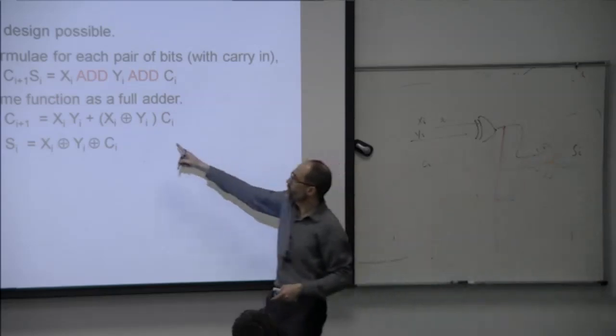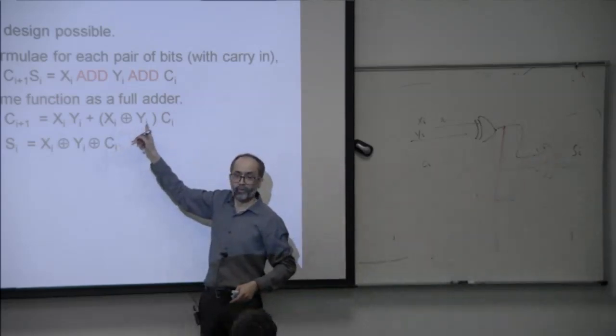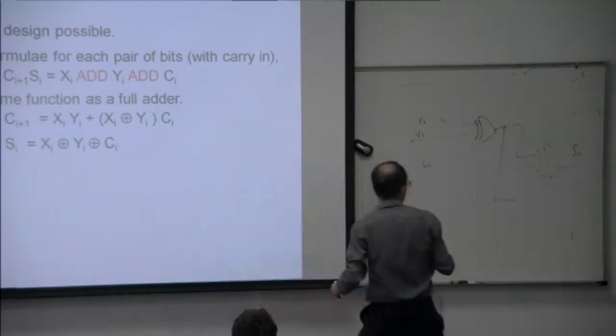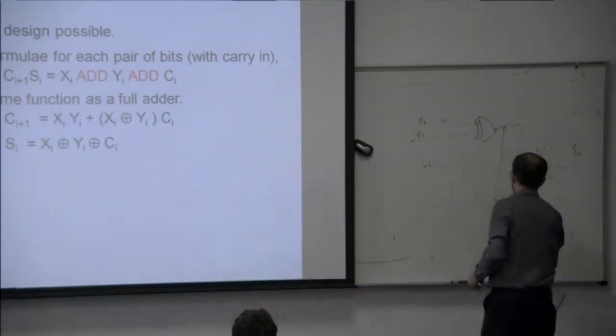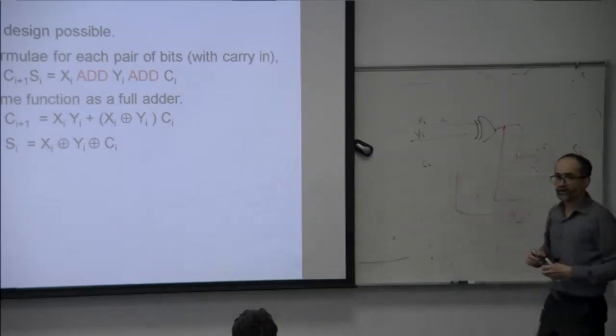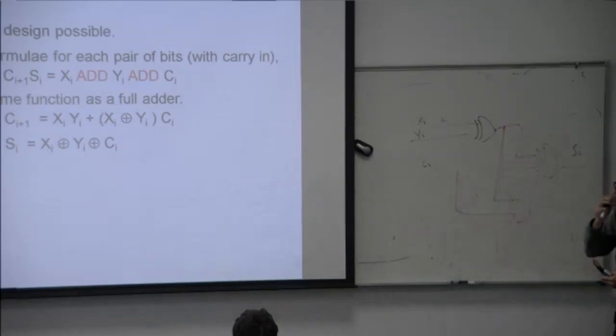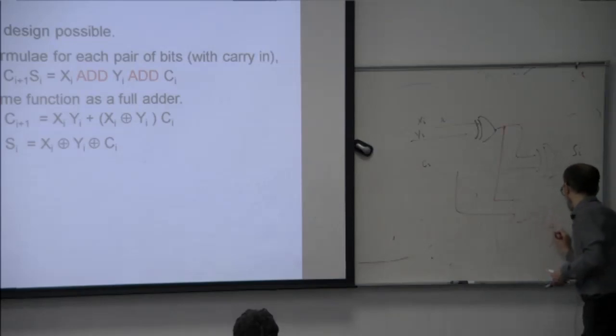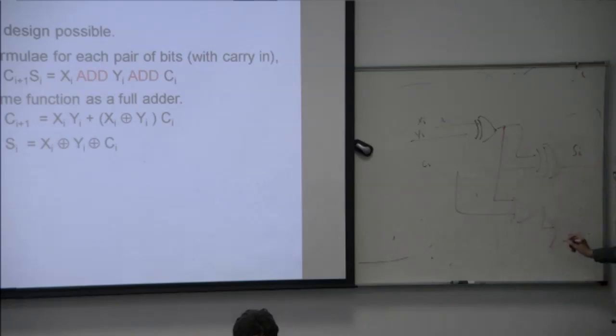Can you see? Si is the exclusive OR of Xi, Yi, and then Ci. So Ci is here. Got it? Ci, and then this is OR. What is the output? Help me. What is the output? Si.